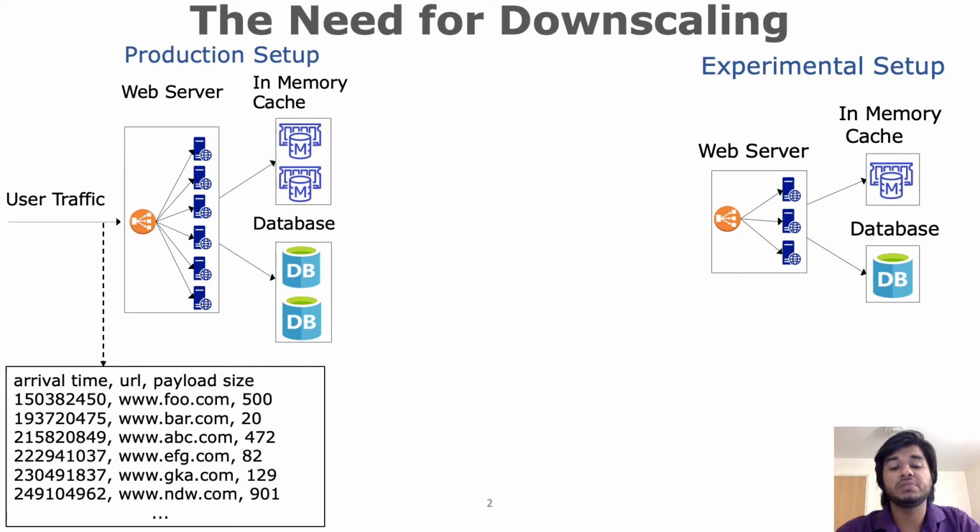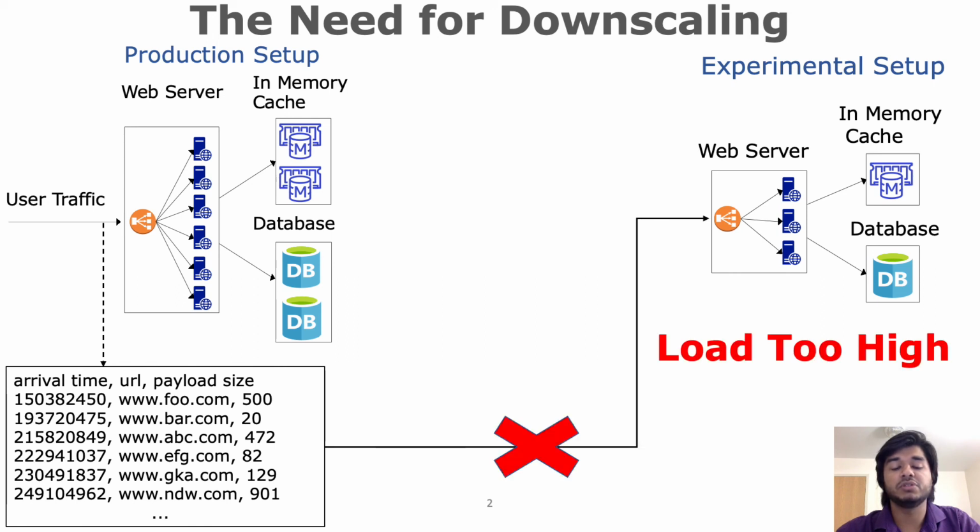However, with this approach, there comes a problem, which is the experimental setups are generally much smaller than the production setups. So, directly running the traces on a smaller experimental setup is not possible because the load would be too high. Thus, an important pre-processing step for running the trace on an experimental setup is to downscale the trace.